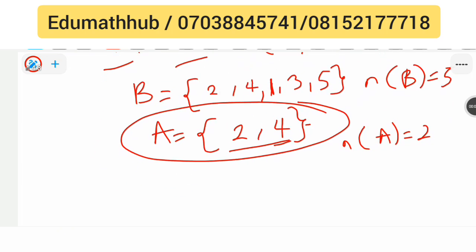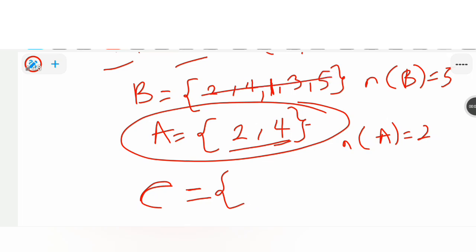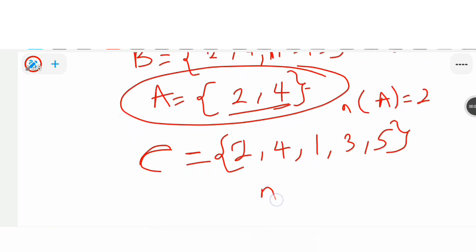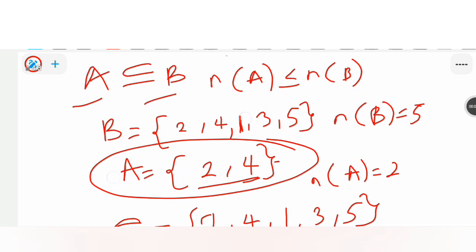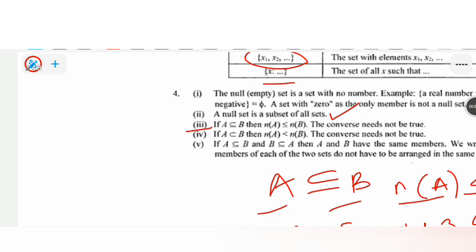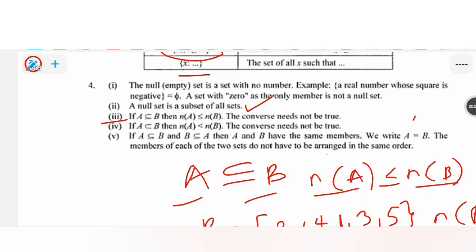But if I form another set C and I pick out all the elements, which are 2, 4, 1, 3, 5, then when I do n(C), the number of elements in set C, I'm going to get 5. So it's the same as the parent set, which is set B. So they are the same. So it's either less than or equal to. That's what I'm trying to explain to you here. It's very straightforward. Now for the next one, if A is a subset of B, then n(A) is less than or equal to n(B). That's what I just explained. You can skip that one.